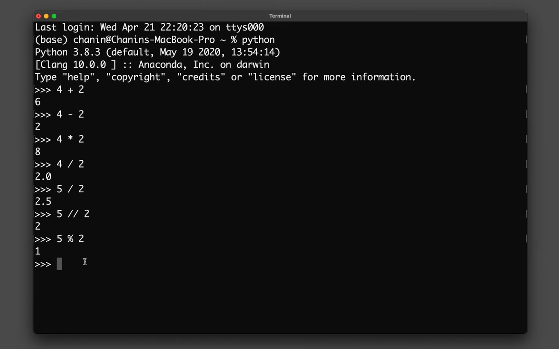And how about to the power of? Let's say I have a value of 4 to the power of, I'll use a double asterisk. Because if I use a single asterisk, it is multiplication. If I have a double asterisk, it is to the power of.